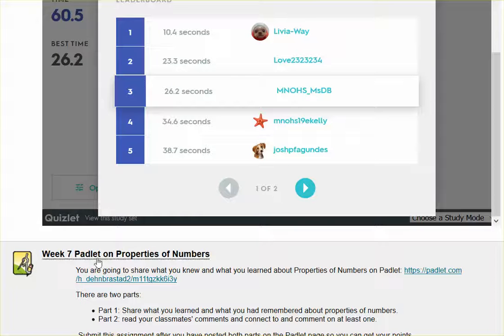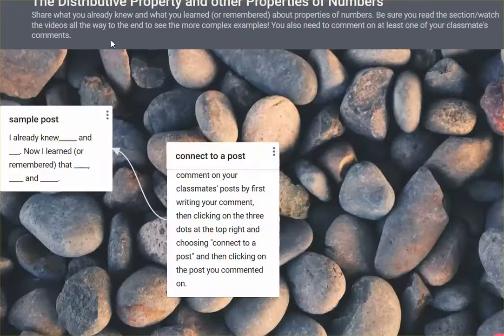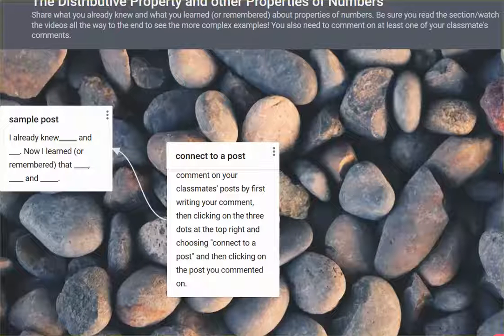And when you're done with this, you'll submit it so that I know that you have completed this assignment and I can go check your work. So if you click on this, it'll open the Padlet page. And here is where you're going to do your post. I have a sample post here. So here's what I thought people could do. I already knew this, and now I learned or remembered that.